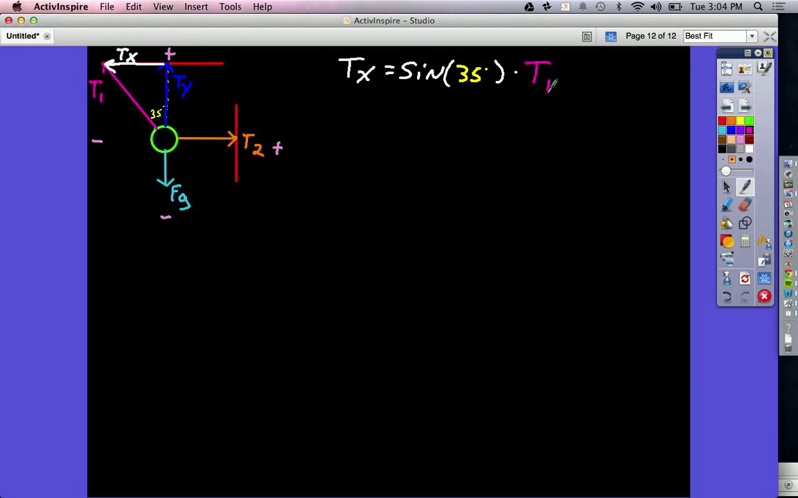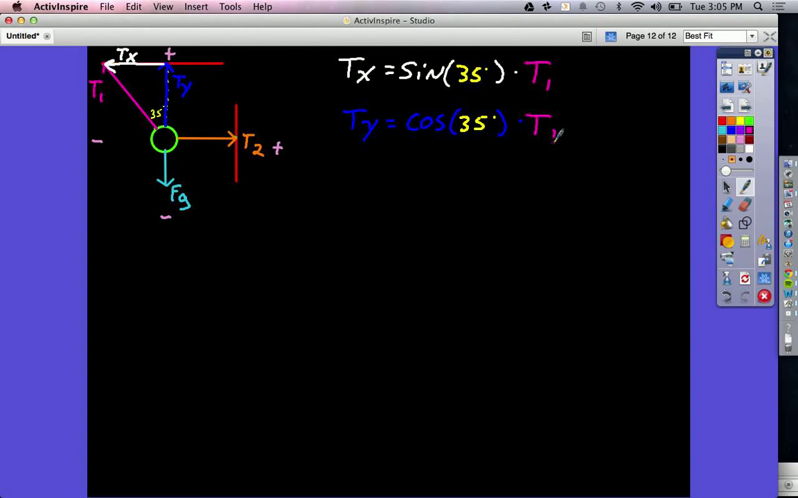The next one was tension in the y direction. And that's the adjacent side, so that's going to be cosine of 35 degrees multiplied by T1, because we don't know what T1 is yet. Now that we've got that, we can start adding up our forces in the up and down and left and right directions. I'm going to start in the up and down. If you go left and right, that's okay, but you're going to get blocked because you don't have any numbers.